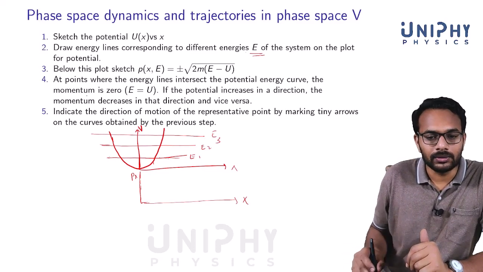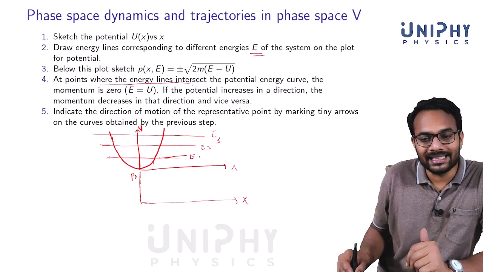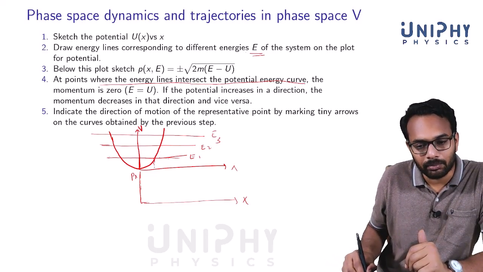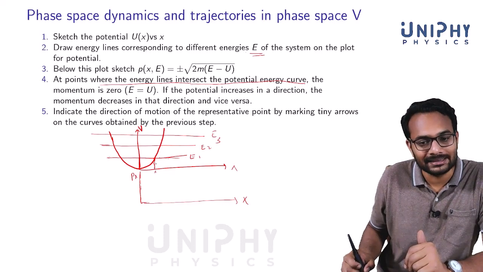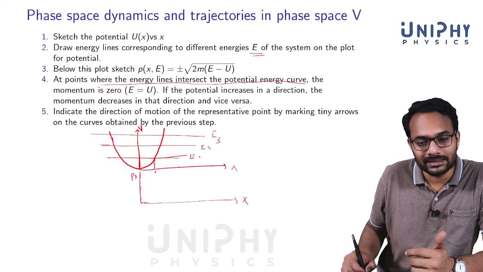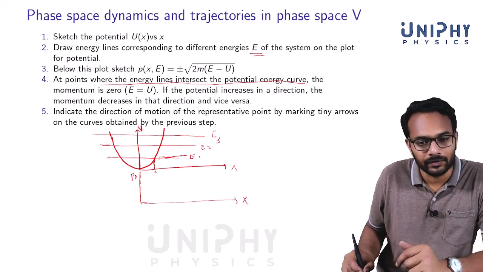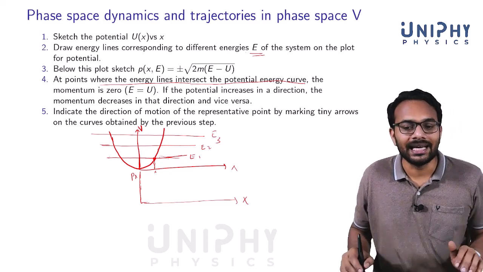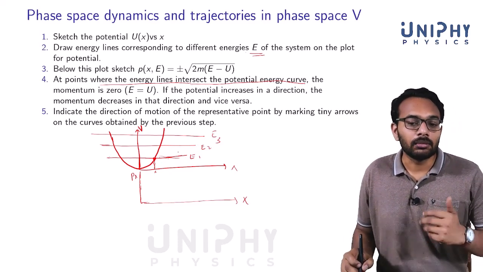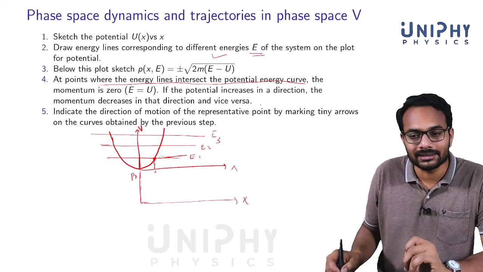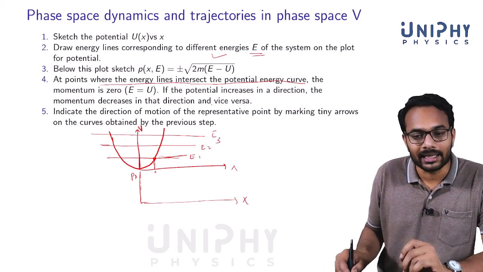Now you see that at points where the energy lines intersect the potential energy curve, at this particular value of x, E is equal to U. That's what it means. This is a straight line corresponding to a definite value of energy, and this is the potential energy. So at this point, E is equal to U. So at points where the energy lines intersect the potential energy curve, the momentum is 0. By this equation, the momentum is 0. If the potential increases in a direction, the momentum decreases in that direction and vice versa.